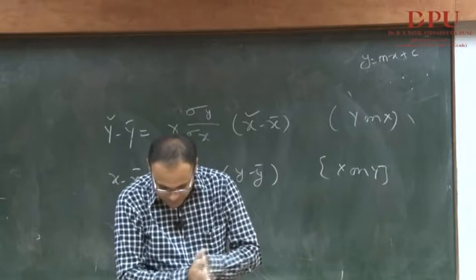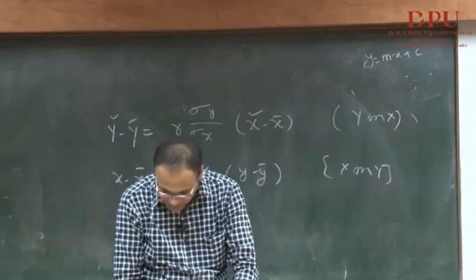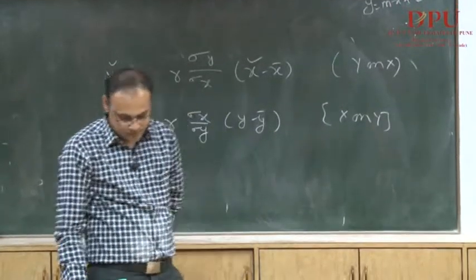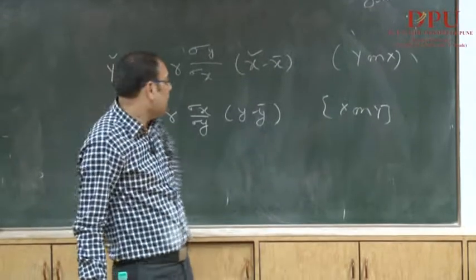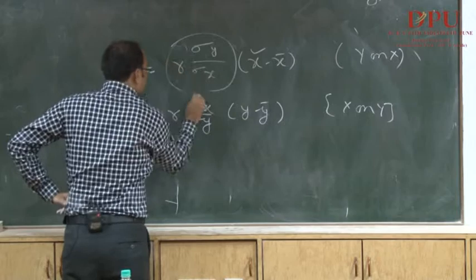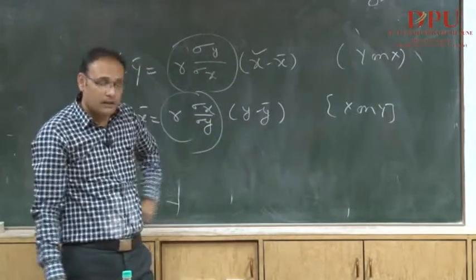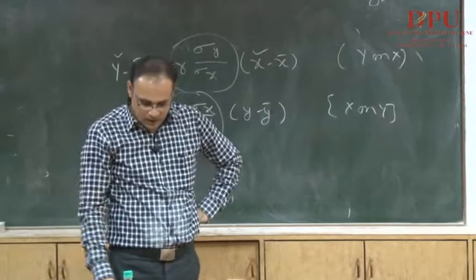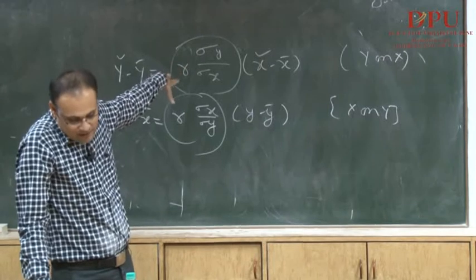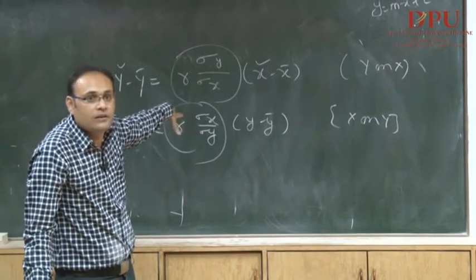Alright. Sometimes, okay, now write one thing further ahead. This part, or this part. The circle that I drew here. This is basically known as the regression coefficient of x. This one.